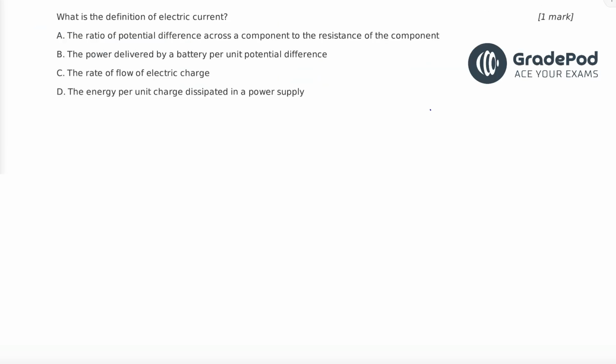3. What is the definition of electric current? Well, you know this because you know your definitions. We can go straight to C. It is the rate of flow of electric charge. Very simple answer for you.